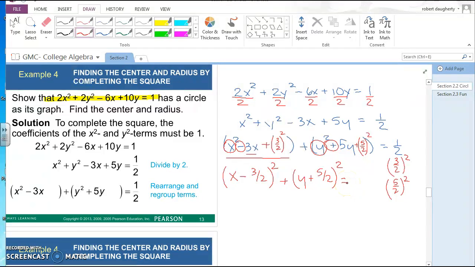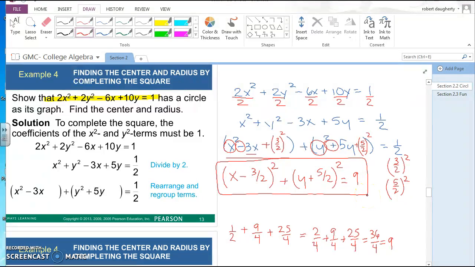And then I just need to figure out what is 1/2 plus (3/2) squared plus (5/2) squared. That is 1/2 plus, when you square 3/2, you get 9/4. When you square 5/2, you get 25/4. So I'm going to rewrite 1/2 as 2/4, plus 9/4 plus 25/4. And that all adds to be 36/4, which is 9. So this is my equation.